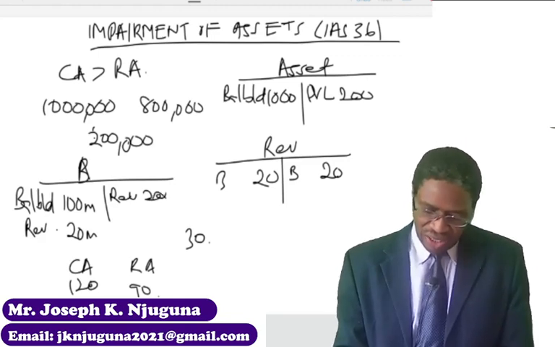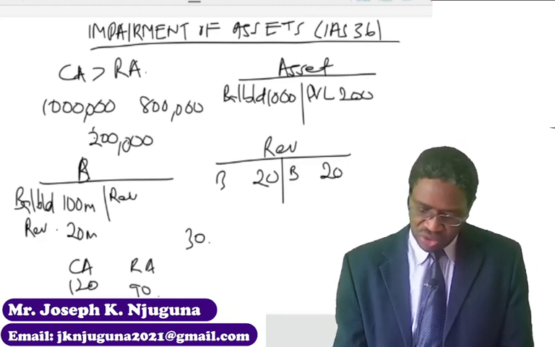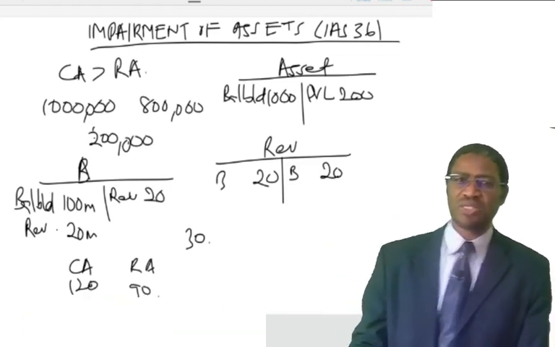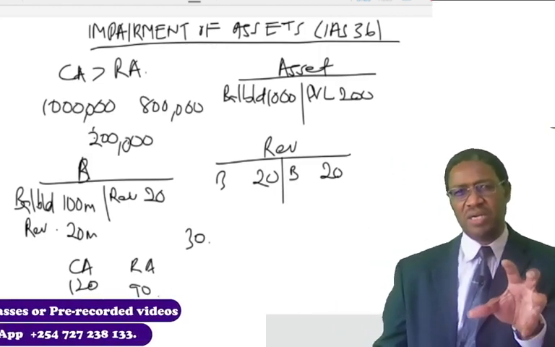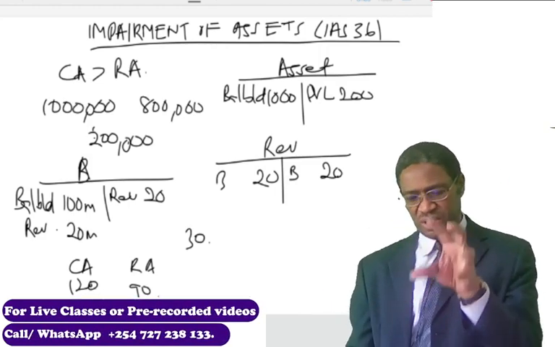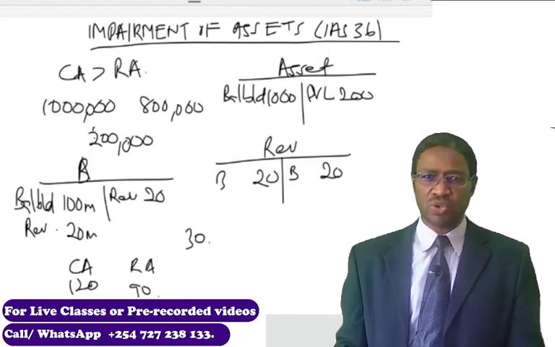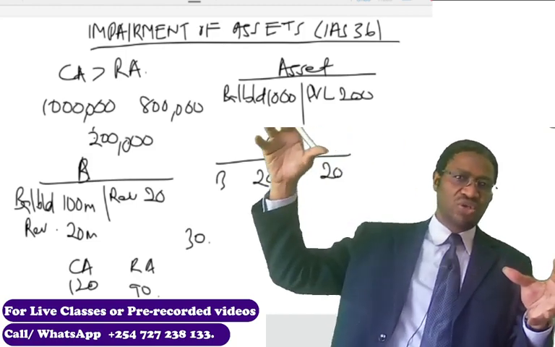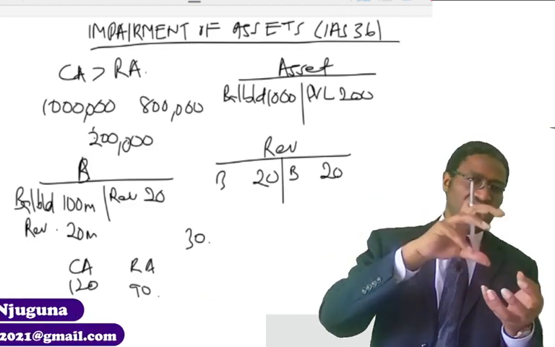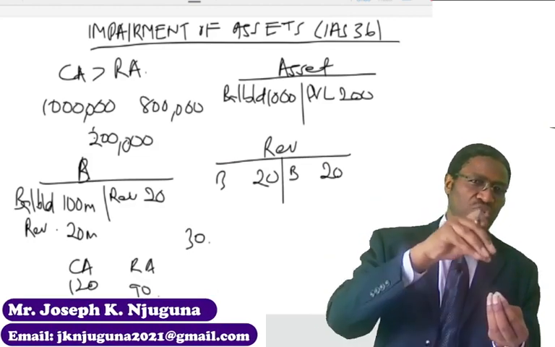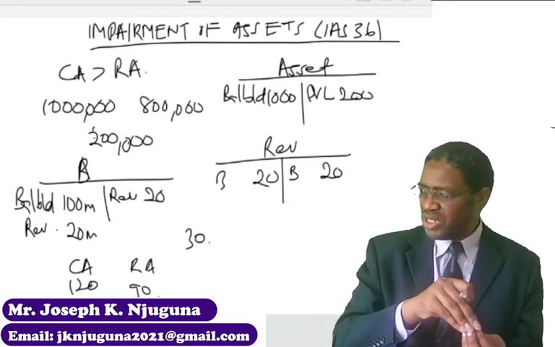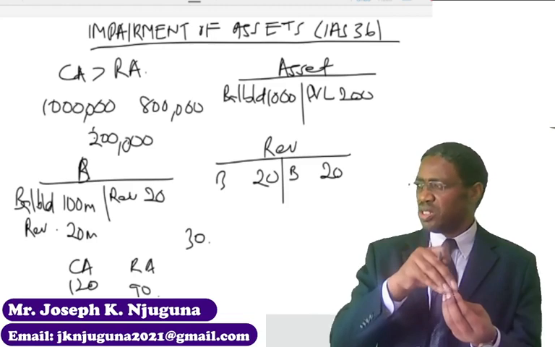Once you debit revaluation and you credit the asset by 20 million, I hope you can see that there is still a balance of the impairment loss. There is still a balance of an impairment loss of how much? The loss was 30. We have said the asset had a revaluation reserve of 20. First, you consider this impairment loss as a revaluation decrease.